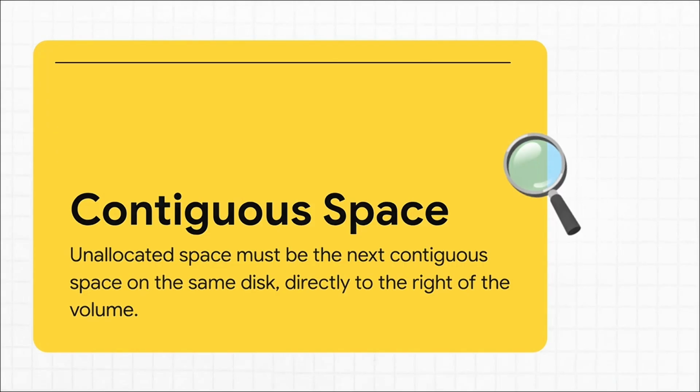And this right here is the heart of the problem. It's all about something called contiguous space. You see, for the built-in Windows tool to work, the empty space has to be directly next to the C drive. And not just anywhere next to it, it has to be on the right-hand side. If there's literally anything in between, even a tiny 1 megabyte partition, that Extend Volume option just turns off.